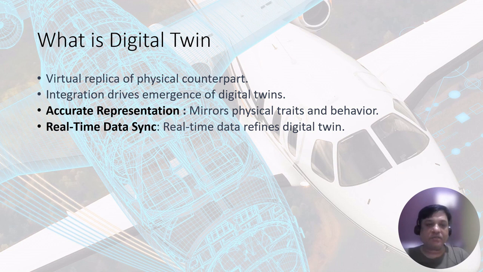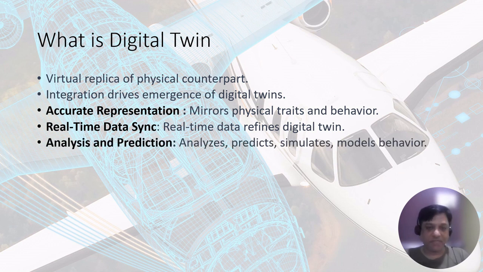The second is real-time data sync. So the digital twins often receive real-time data from sensors and other sources which are embedded in the physical counterpart. This data is used to update and refine the digital twin's state, allowing it to simulate the real world object's current conditions and responses.